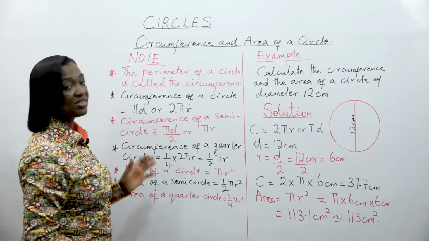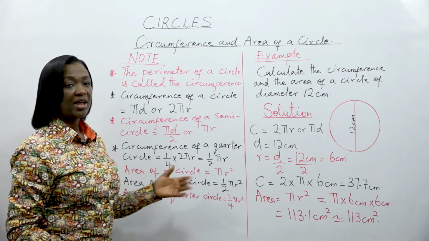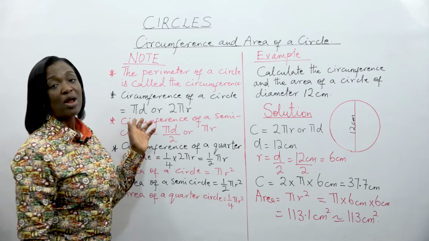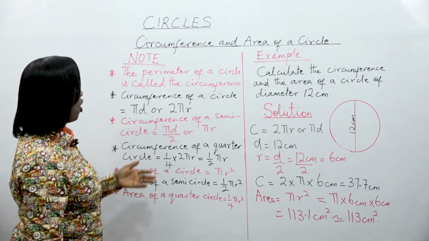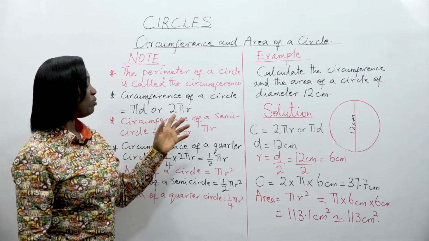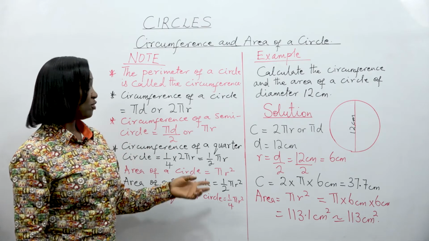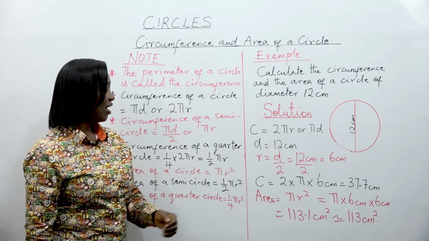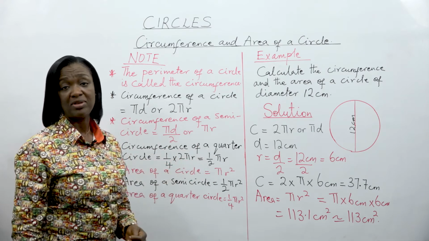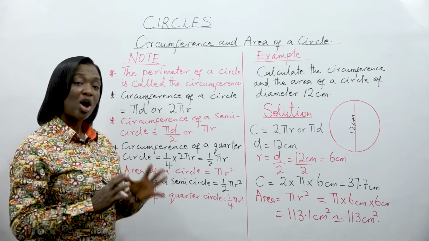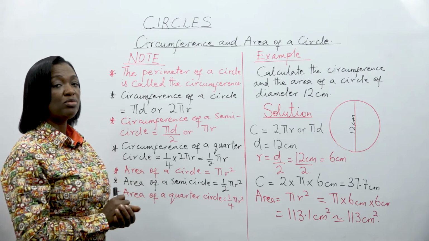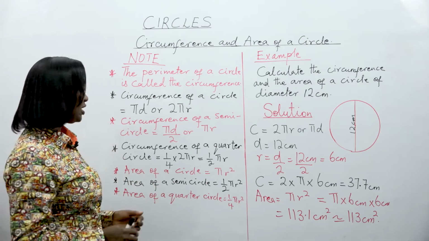If you have the quarter of a circle, then you apply the same principle. It will be 1/4 of pi d or 1/4 of 2 pi r, and that will give you half pi r. That will be half the circumference of a semicircle. It's good for you to understand so that you really be able to solve the problems easily.